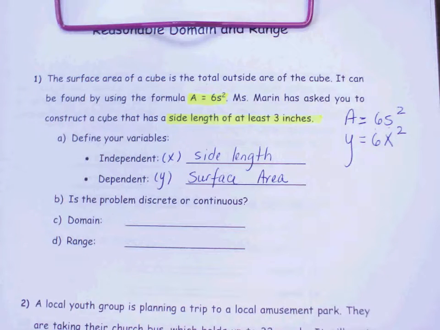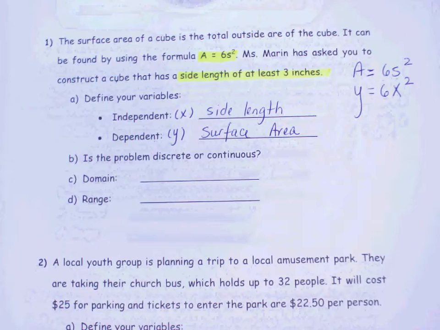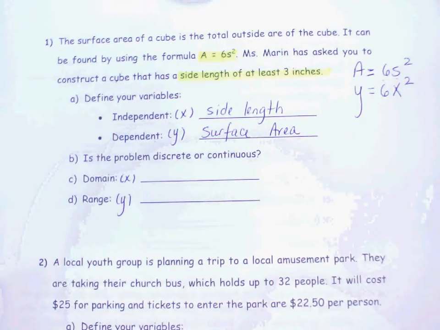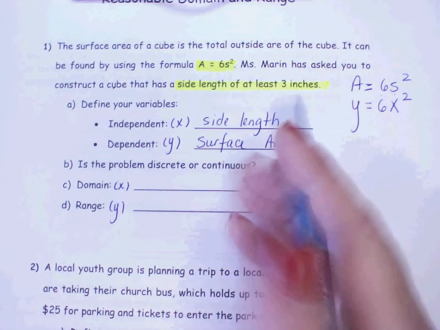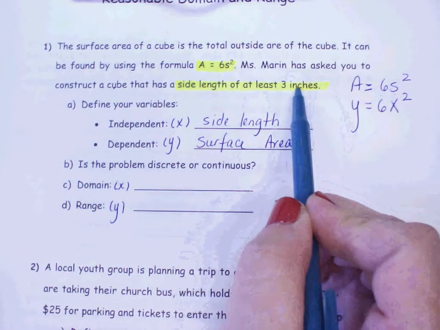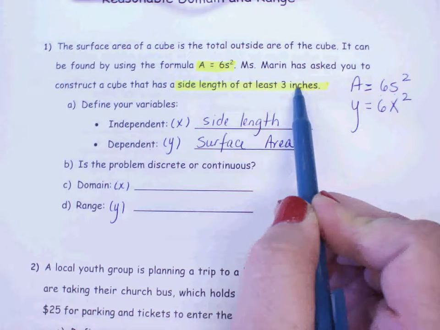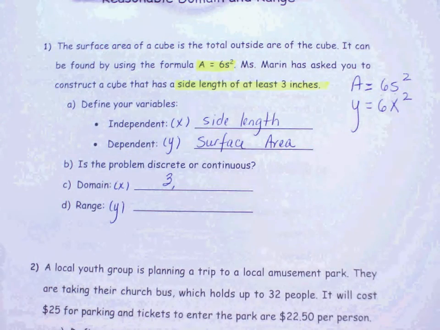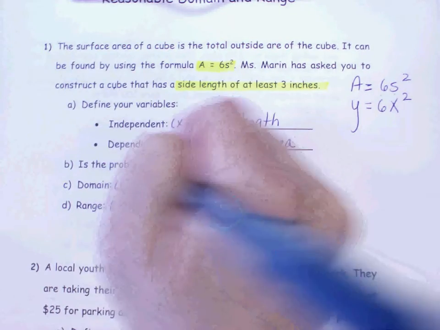So that restrains what? The domain or the range? The domain, because that's your x. Very good. The domain would be your x. The range would be your y. So if the side length needs to be at least 3 inches, your domain starts where? At 3. And it can go all the way to what? To infinity. Very good.